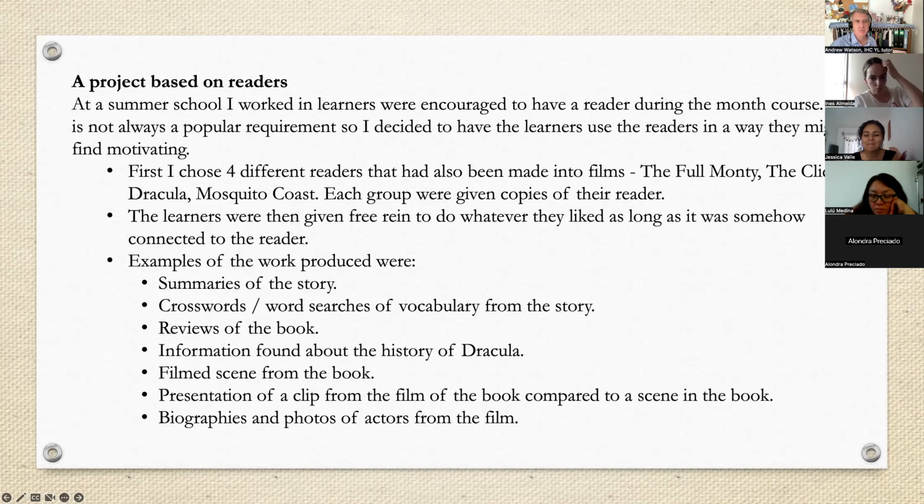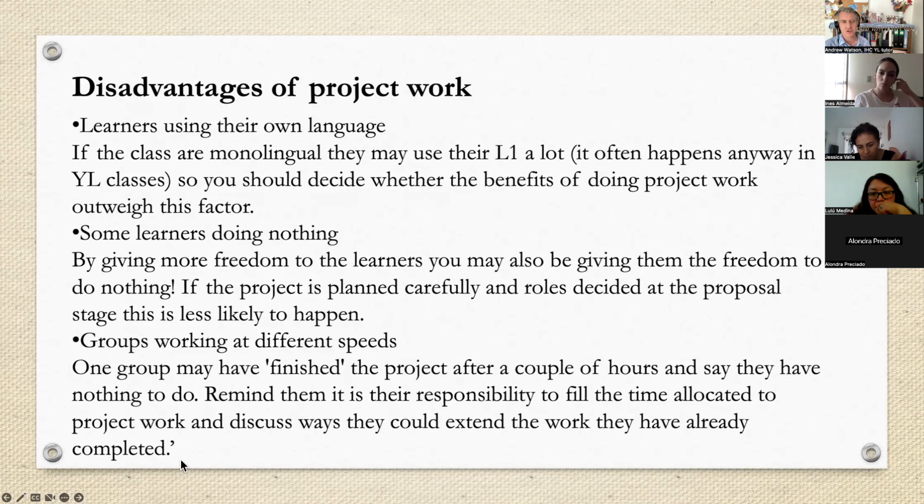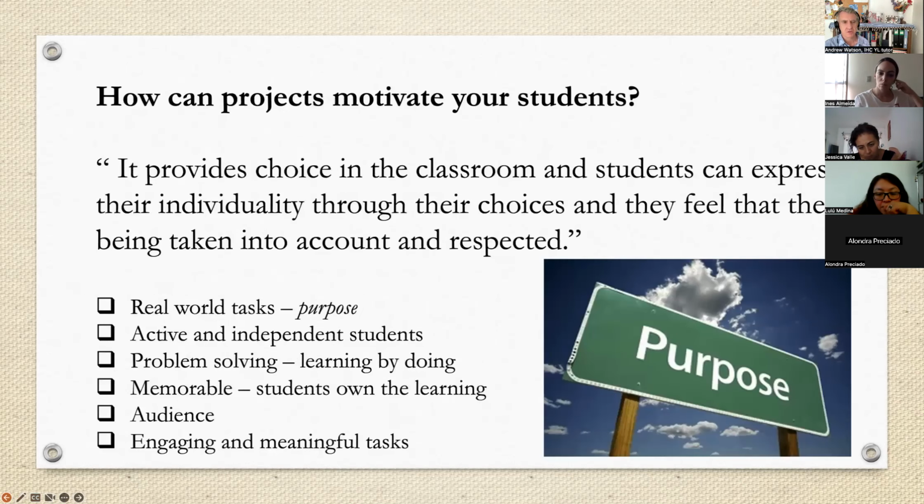But this is not always a popular requirement, so I decided to have the learners use the readers in a way they might find motivating. So I chose 4 different readers that also had been made into films, like The Full Monty, The Client, Dracula, and Mosquito Coast. These are more like teenager type topics.